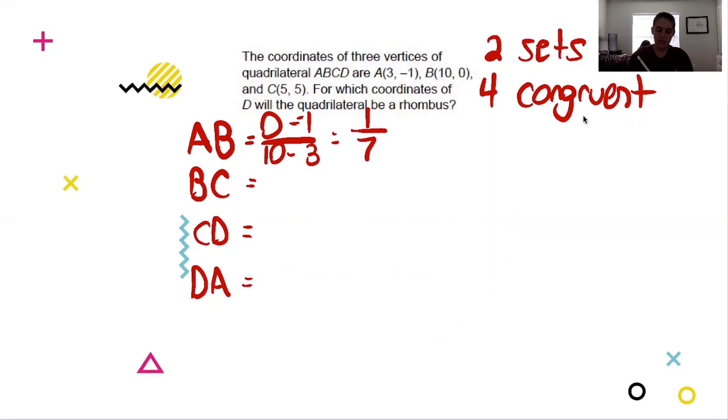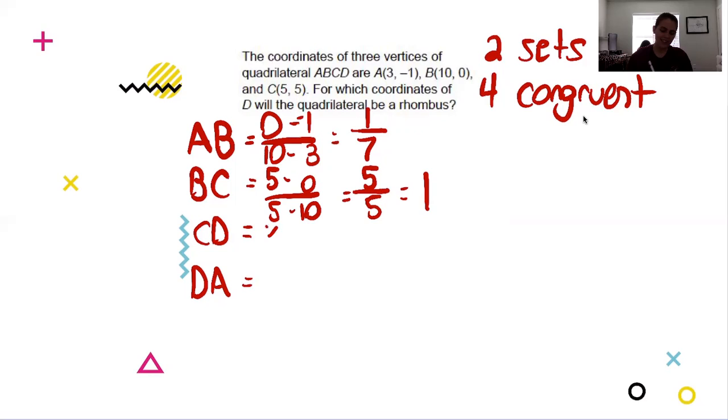Then for BC, I have 5 minus 0 over 5 minus 10. I get 5/5, which is 1. So now I have to figure out how for CD to get 1/7 and how for DA to get 1.